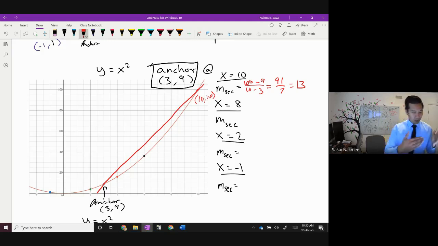Can you calculate these new secant lines for me? I don't have it written down on the Pear Deck for you this time. Instead, it's just written on my screen. So if you could calculate these next 3 secant lines for me, I want you to do it for x equals 8, x equals 2, and x equals -1.